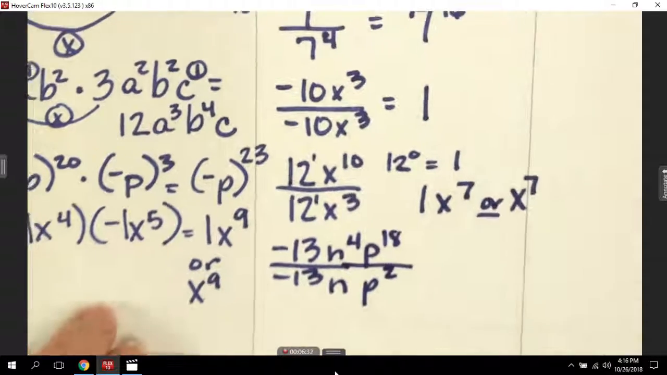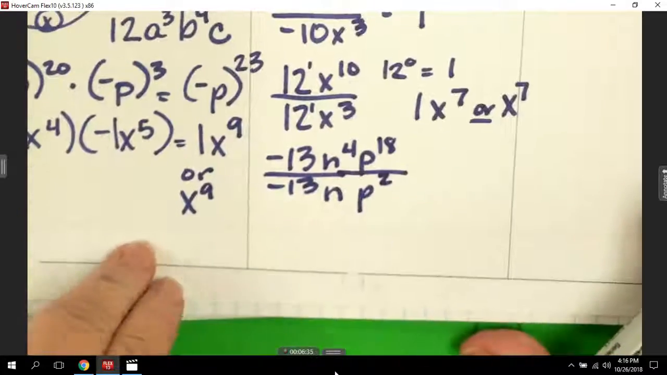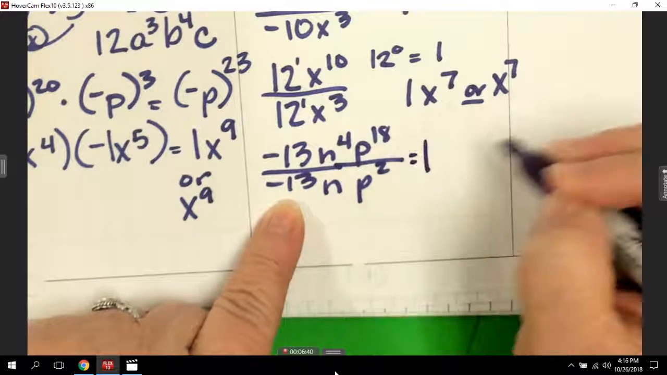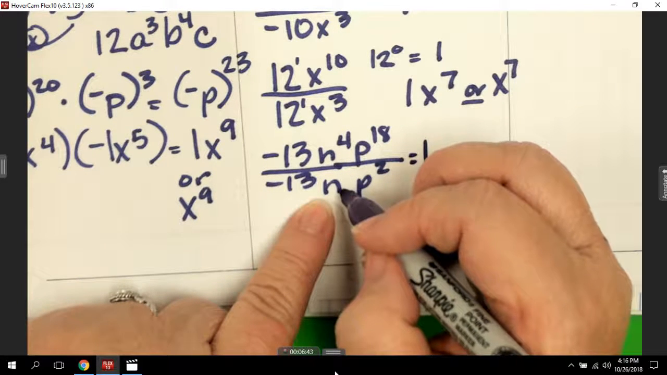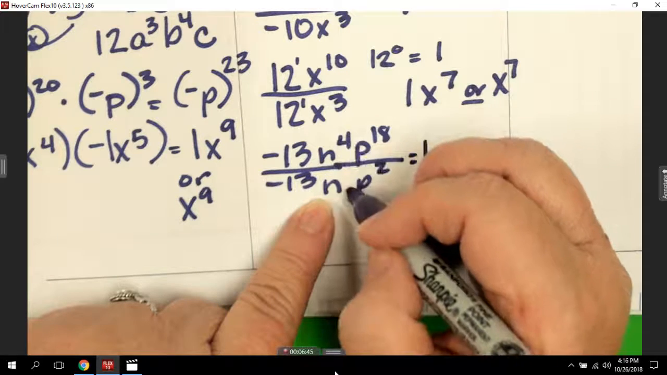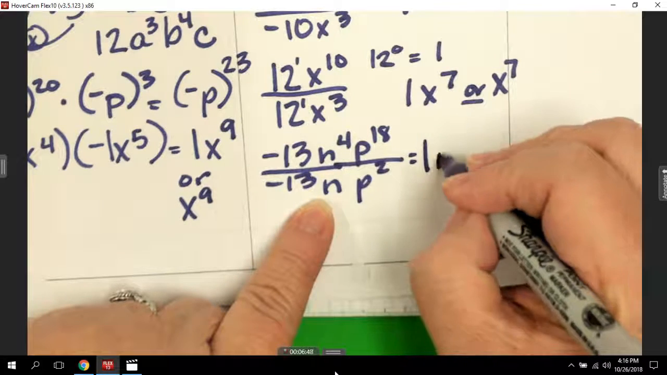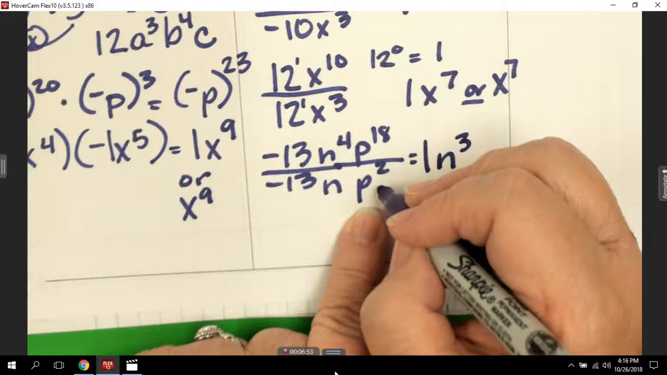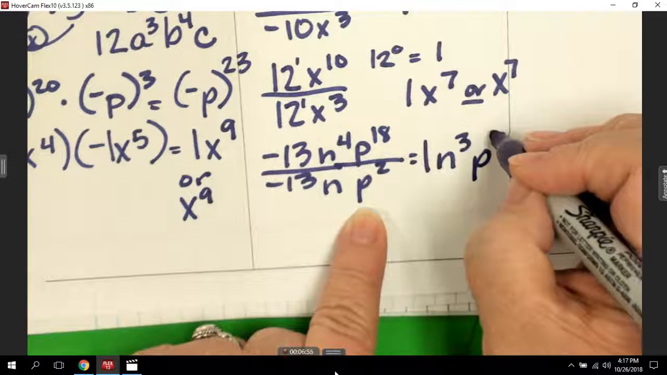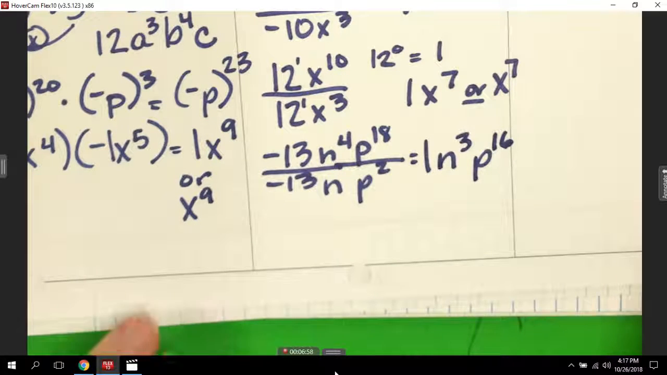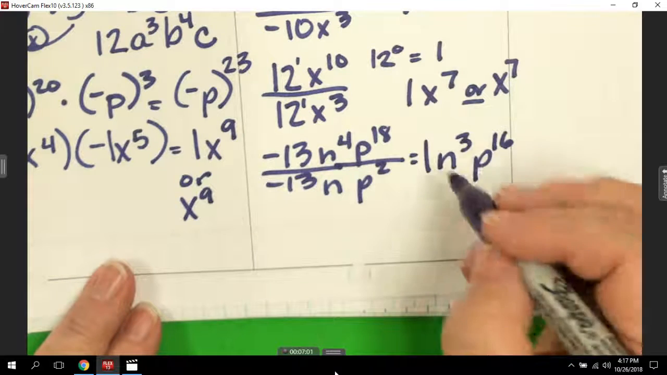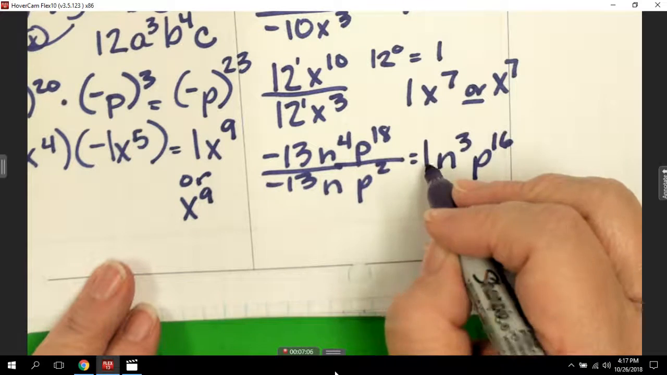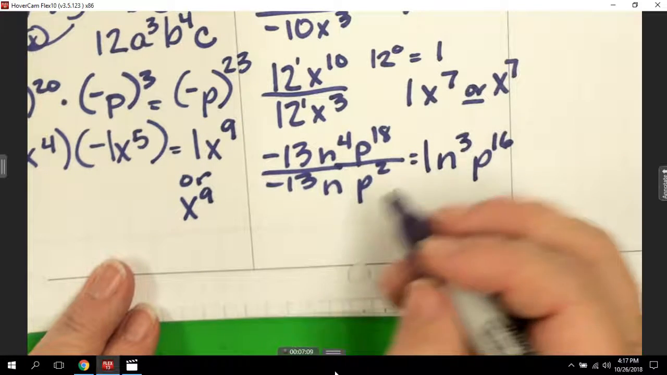Here we've got negative 13 divided by negative 13 is 1. N to the 4th divided by n to the 1st. We're going to subtract the exponents. 4 minus 1 is n to the 3rd. P to the 18th divided by p to the 2nd. Again, we're going to subtract the exponents. 18 minus 2 is 16. Now you can write the answer as n to the 3rd, p to the 16th. We don't have to write the 1, but it's understood to be there.